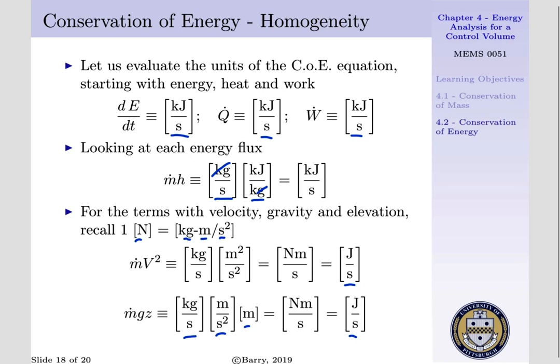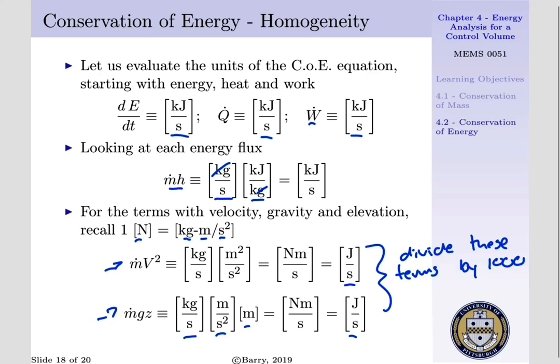Now, for our conservation of energy equation to obey homogeneity, we have to divide these terms by a factor of 1,000 to get them into kilojoules per second. Otherwise, we are going to have non-agreeing units within our system where our kinetic and potential energies are going to outweigh our energy contribution due to our enthalpy, our work done by the system, and our heat supplied to the system.